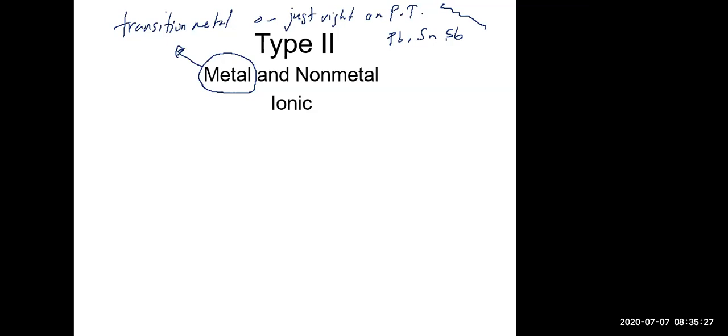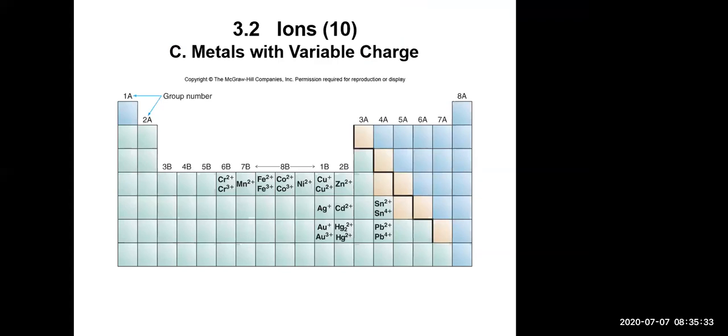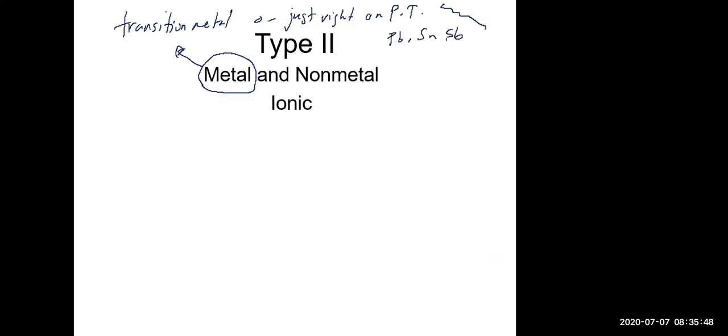So even though they're technically not transition metals, they are named the same way. And again, these have a variety of charges, except for obviously these here, which we talked about earlier. But in this region down here, these are also named the same way. And what those have in common is they have a variable charge.